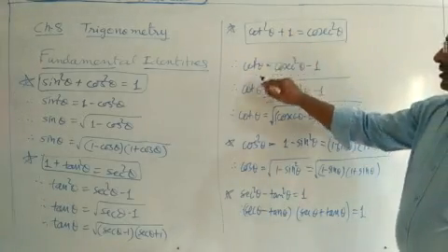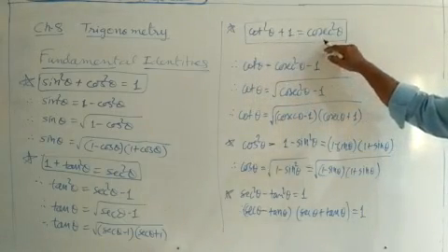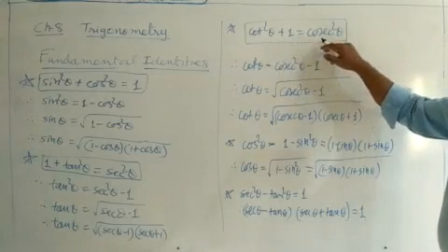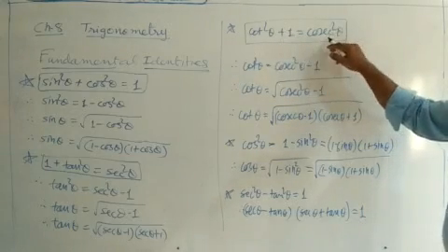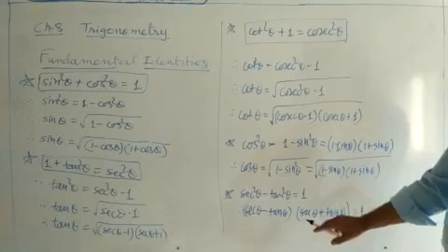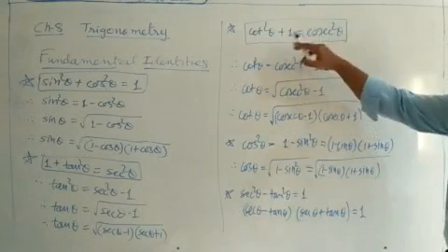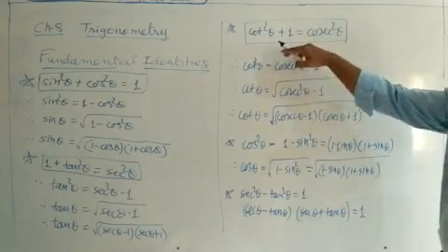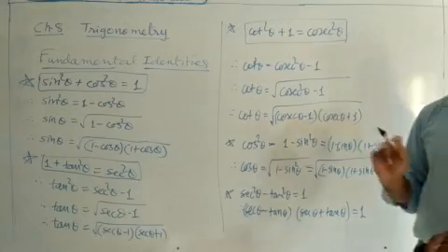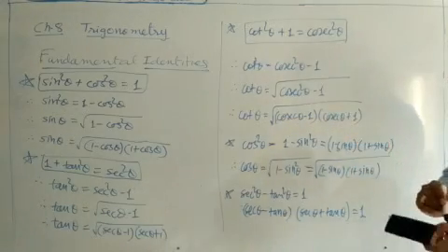Similarly, we can go for this identity also, cot square theta plus 1 is equal to cosec square theta. So 1 is equal to cosec square theta minus cot square theta, or cosec square theta minus cot square theta is equal to 1. So using a square minus b square identity, we can write like this: cosec theta minus cot theta and cosec theta plus cot theta is equal to 1. So this way we can go for all the three basic fundamental identities.